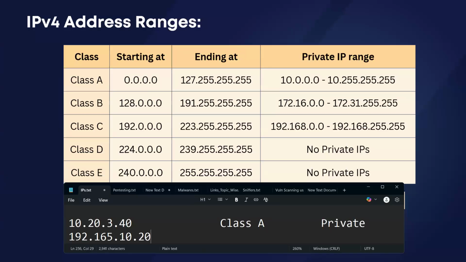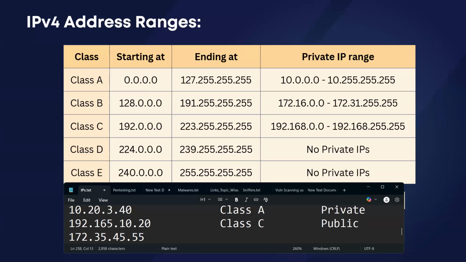Okay. Looking at the next number, we have 192.165.10.20. So 192 falls in class C, between 192 and 223. So this is class C. Now, once we know that this is class C, we'll look at this range. First octet is 192, that seems to match. Second octet is 165. But for it to be a private IP, it needs to be 168. So since it's not falling in this range, it is a public IP instead. Okay. Is that clear for everyone?